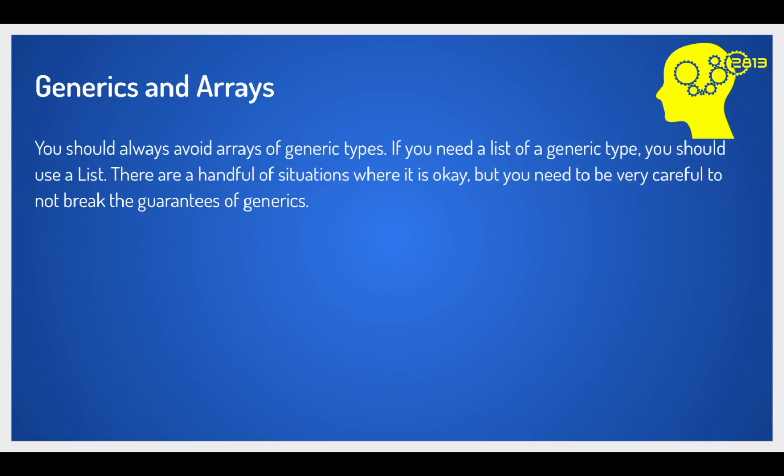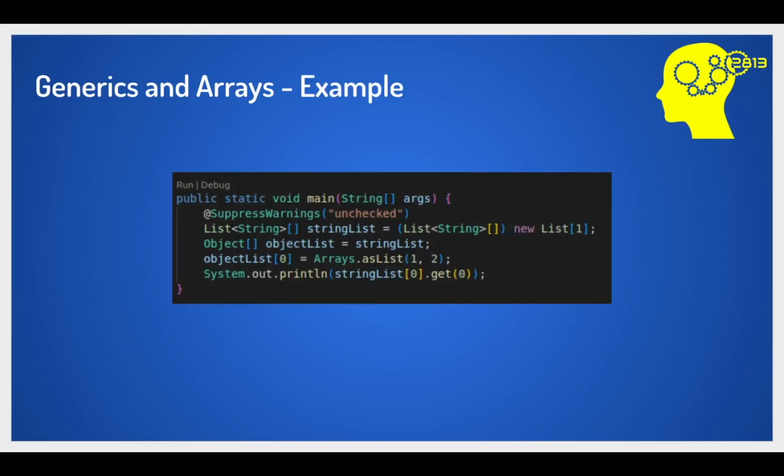You should always avoid arrays of generic types. If you need a list of generic types, you should use the type List, which we'll talk more about later. There are a handful of situations where it's okay, but you need to be very careful not to break generics by doing so. So here's an example of generic arrays being bad.